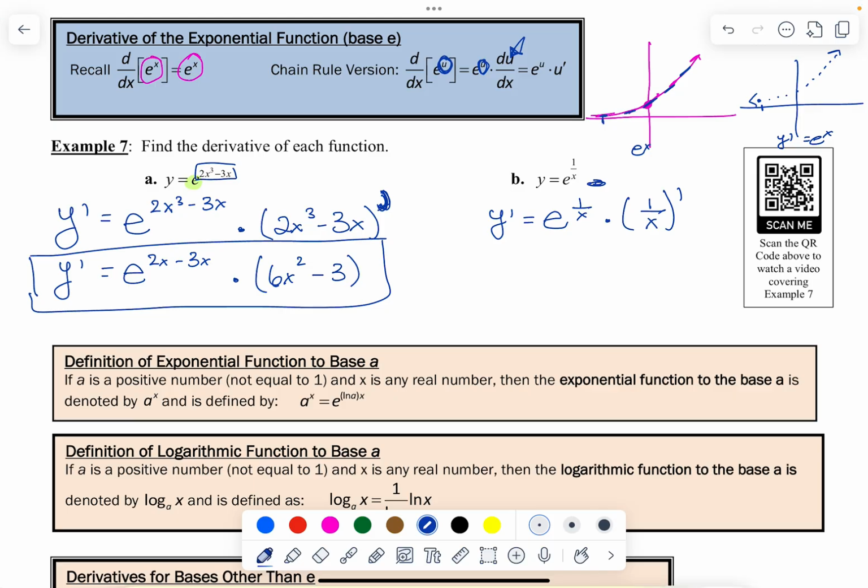Now, 1 over x, when you rewrite it, is going to be x to the negative 1, right? So we're taking that derivative. That means we bring down that negative 1. So we got e to the 1 over x times negative 1 x to the negative 2. Clean it up. Bring the negative to the outside, and that x to the negative 2 down. And that's our answer.